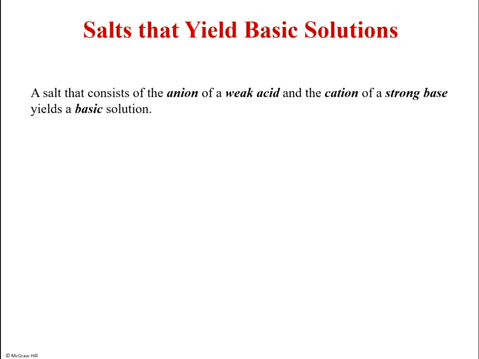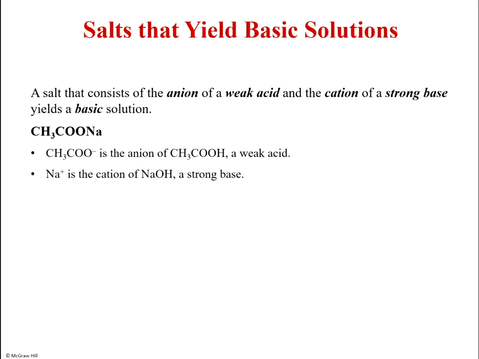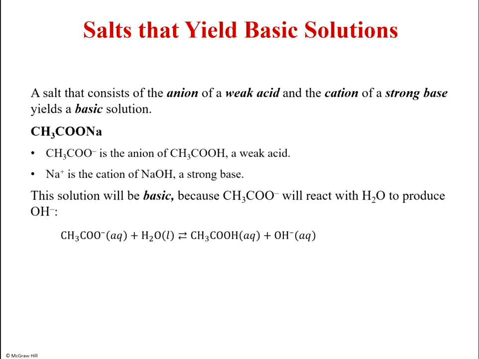Salts that yield basic solutions. These are the anion of a weak acid and the cation of a strong base. So, for example, sodium acetate. Acetate is the anion of acetic acid, which is a weak acid, so acetate is a weak base. Sodium is the cation of sodium hydroxide, and sodium as a cation is sufficiently weak that it is not an acid. This solution, sodium acetate, is basic because the acetate reacts with water to produce hydroxide.